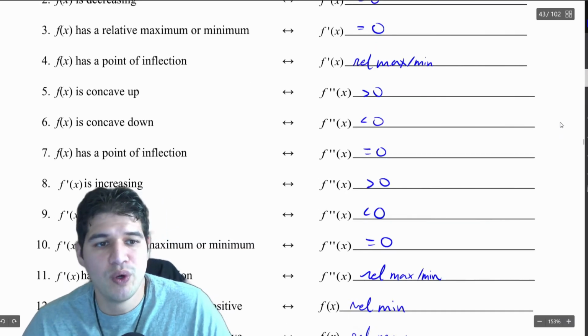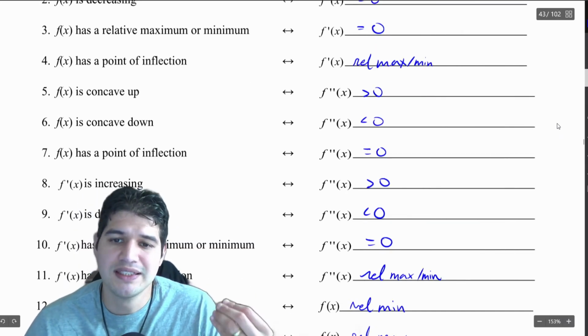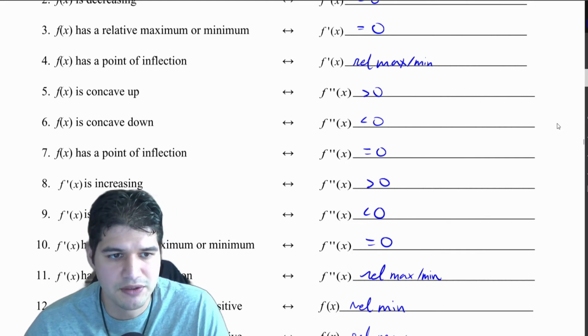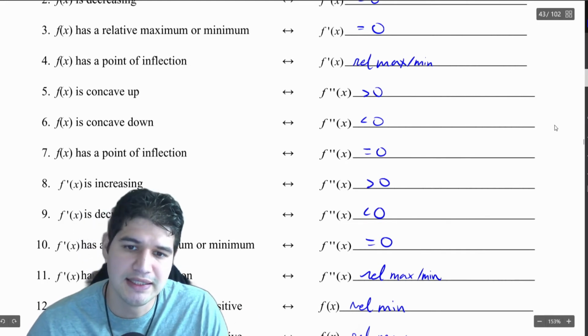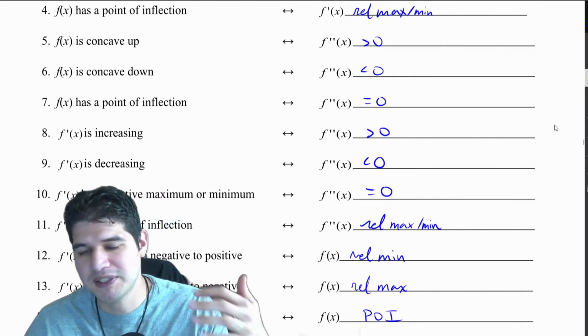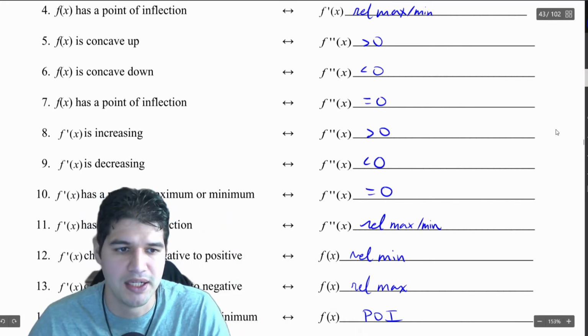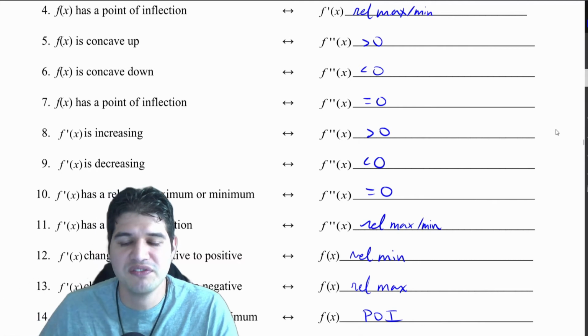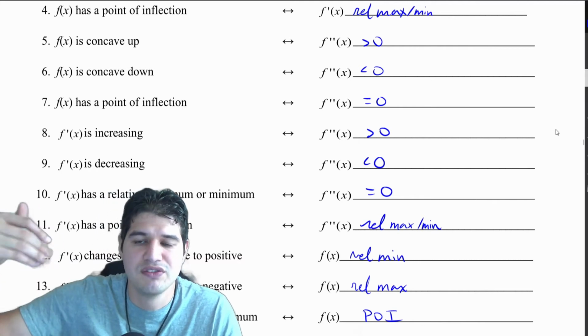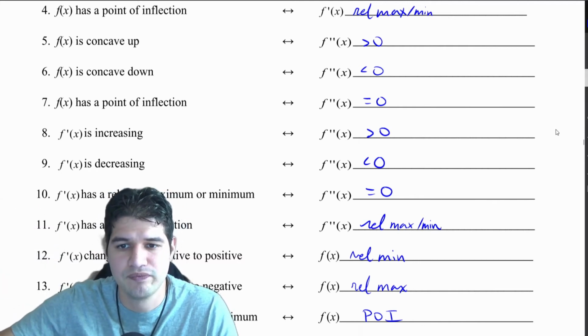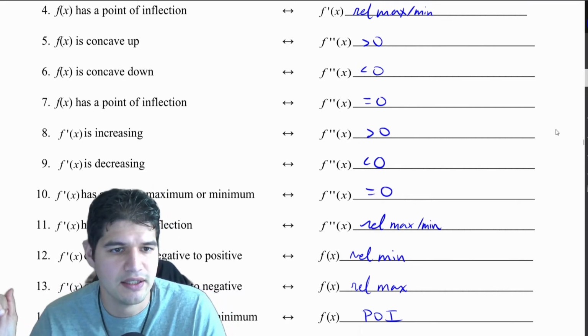For number 5, when f of x is concave up, we know that the second derivative is greater than 0. When it's concave down, we know it's less than 0. So think about up, it's positive, down is negative. So that helps simplify some things in my mind. And when we have a point of inflection, we know that the second derivative is equal to 0, or I guess it could be undefined.